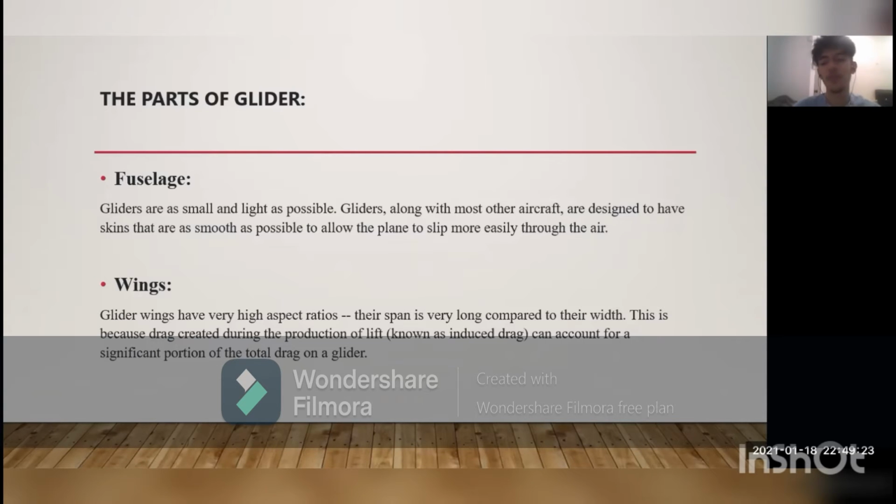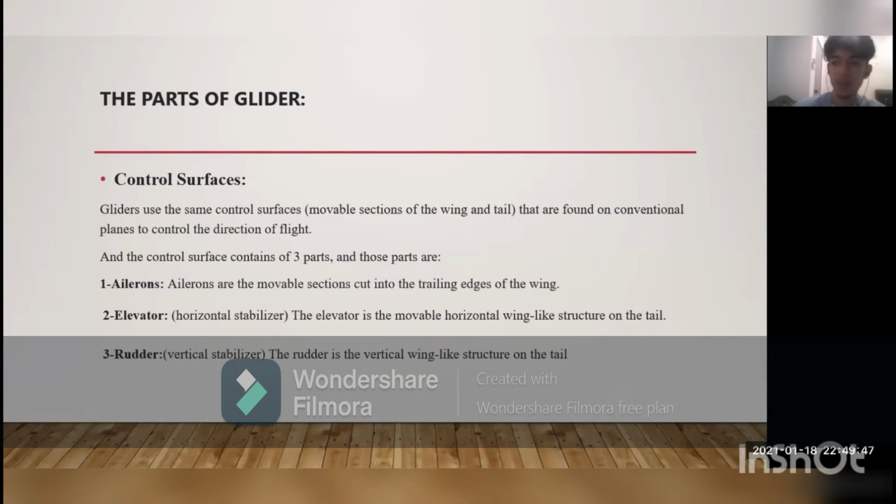The second part of the glider is the wings. If you look at a glider next to a conventional powered plane, you will notice a significant difference in the wings. Wings have similar shape and function in general, but those on gliders are longer and narrower than those on conventional aircraft. The third part of the glider is the control surface.